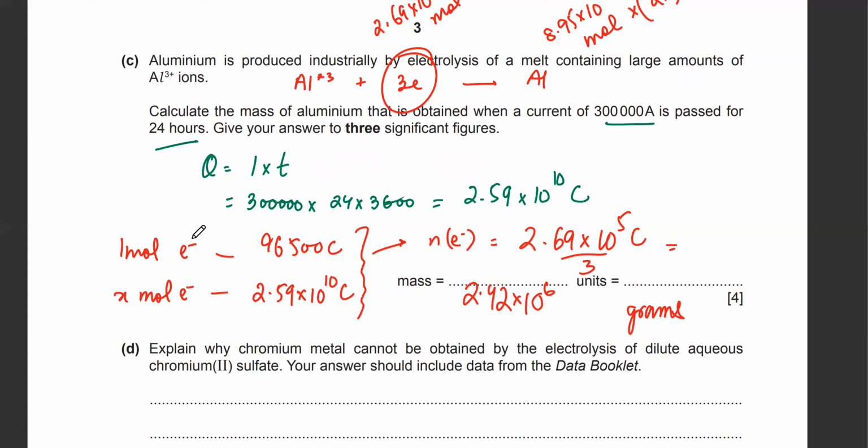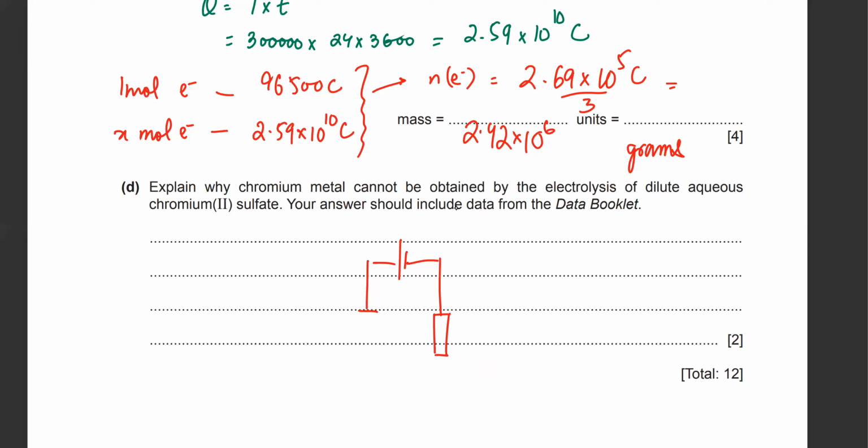Now, here's the electrolysis that's happening. In electrolysis, you've got 2 electrodes. One is the cathode, one is the anode. This tinier one is the negative.